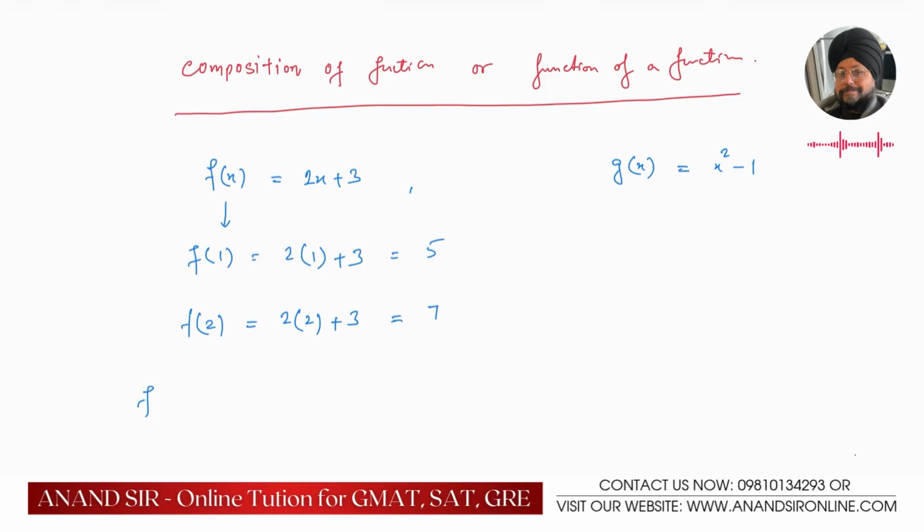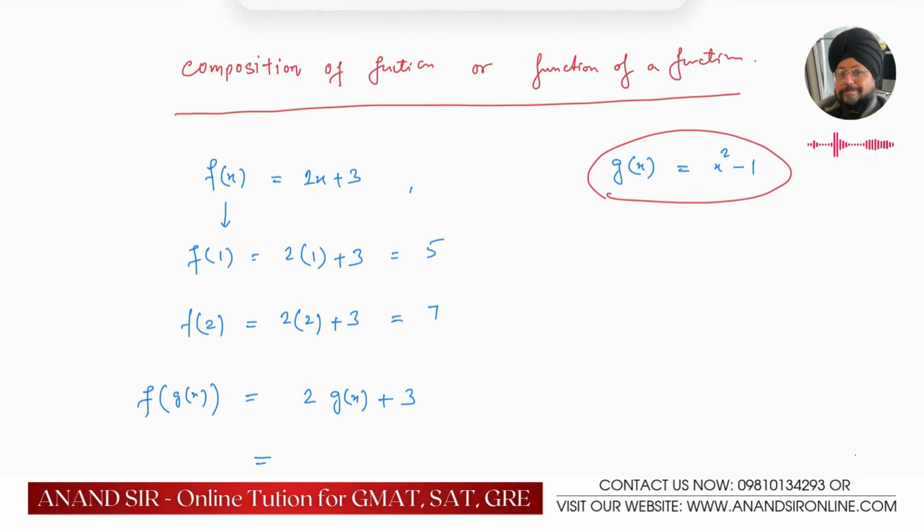Now, if somebody asked you to find f of g(x), what does it mean? It means that in place of x, you will put g(x). So the right hand side of the function becomes 2 times g(x) plus 3. And what is the value of g(x)? It is x² - 1. So we place x² - 1 in place of g(x) and simplify it. We get 2x² - 2 + 3. So it becomes 2x² + 1.